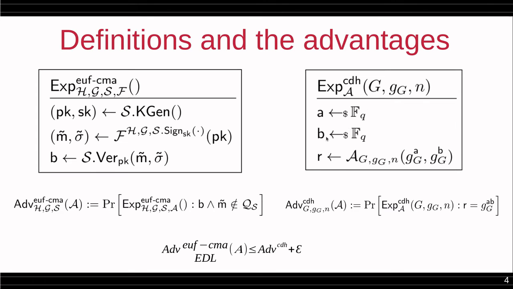And here we have the experiment of the computational Diffie-Hellman problem and the advantage of the adversary solving the CDH problem. So here we have the advantage of ADL signature, which is to prove the tight security reduction from the hardness of the computational Diffie-Hellman problem in the cyclic group to the UF-CMA. So we will be proving that any adversary that breaks the UF-CMA security of the scheme we consider can be used to solve the CDH problem with overwhelming probability.